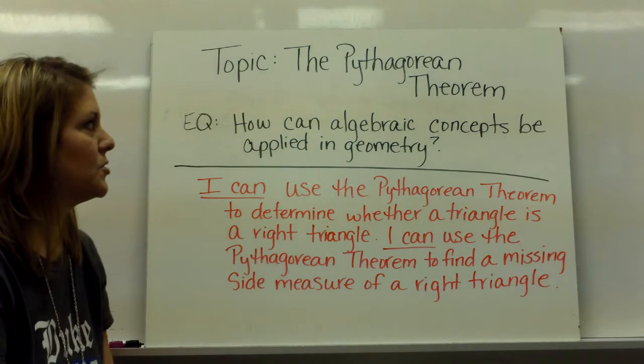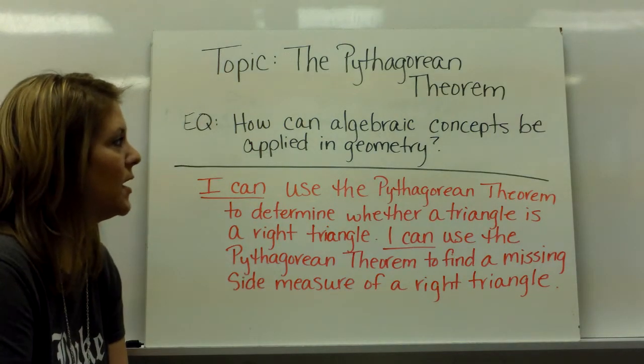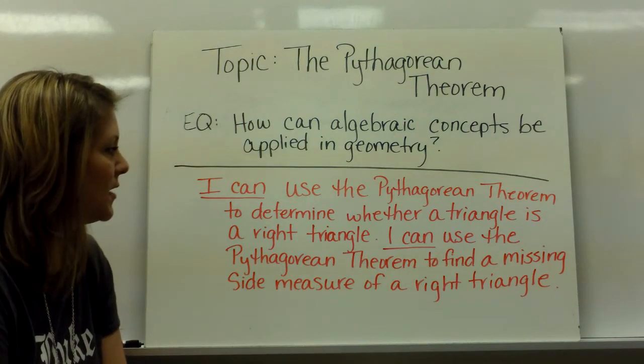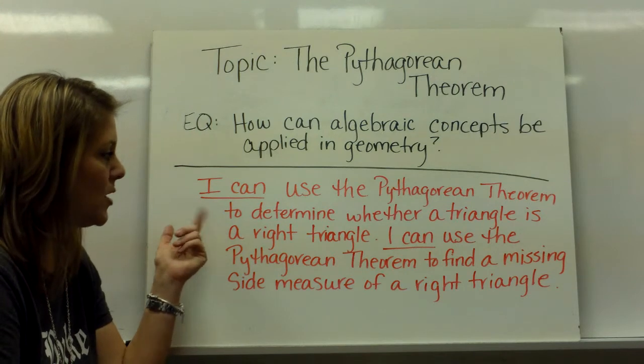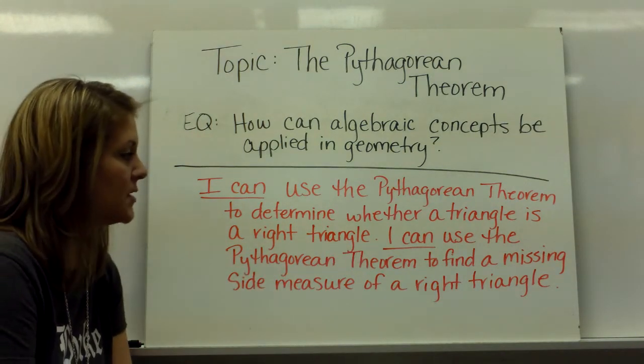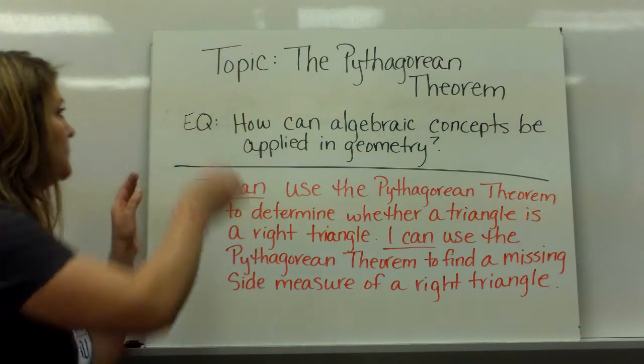The first lesson is an introduction to the Pythagorean Theorem. Our essential question: how can algebraic concepts be applied in geometry? I can use the Pythagorean Theorem to determine whether a triangle is a right triangle. I can use the Pythagorean Theorem to find a missing side measurement of a right triangle.